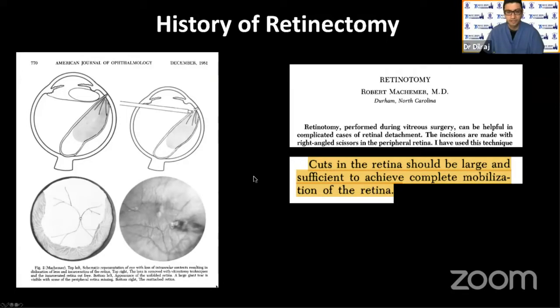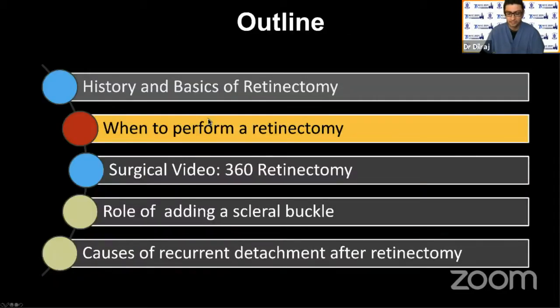So I'm sure as many in the audience are aware that retinotomy or a relaxing retinectomy has been around for almost 40 years and was originally described by Bob Machemer as a way to achieve complete mobilization of the retina, initially in cases of incarceration following trauma. So when do we perform a retinectomy?